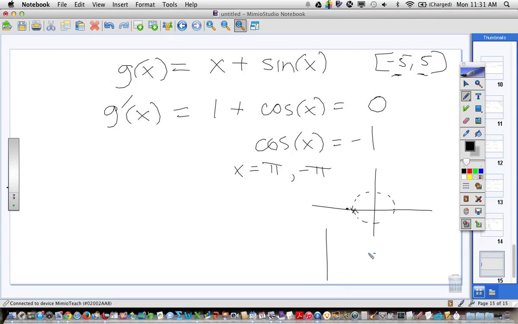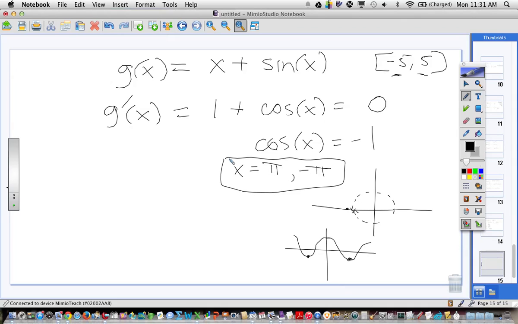Now, another way we can do that is not think of the unit circle, but think of the cosine curve. Where does the cosine curve equal -1? Well, down here at pi, but also over here at negative pi, right? So, both of them. Now, a lot of times with the trig one, you get 0 to 2 pi, but not the case here. So there's your stationary points.